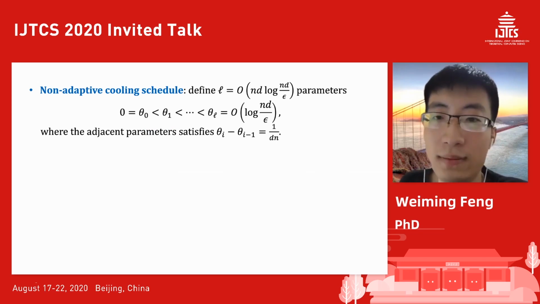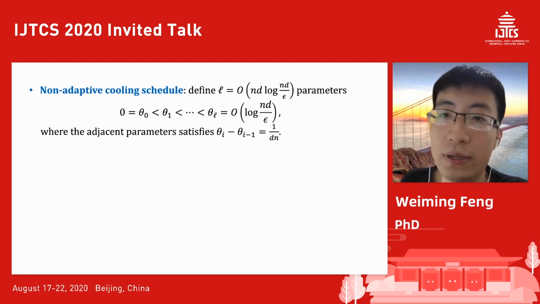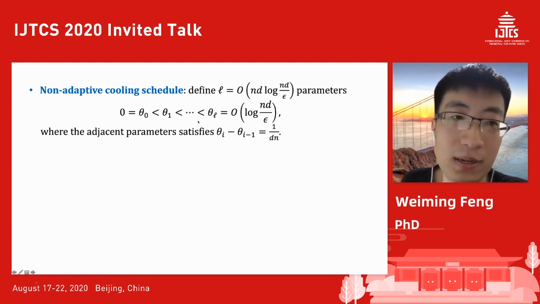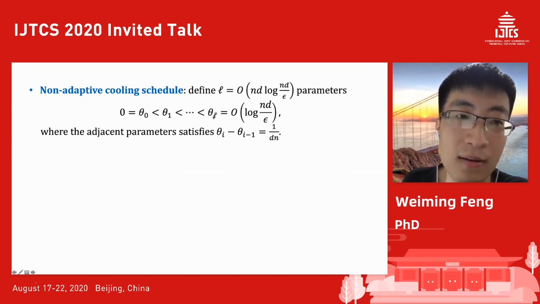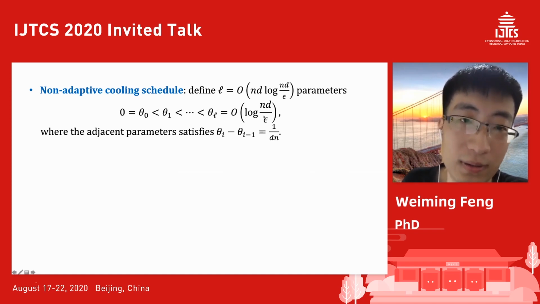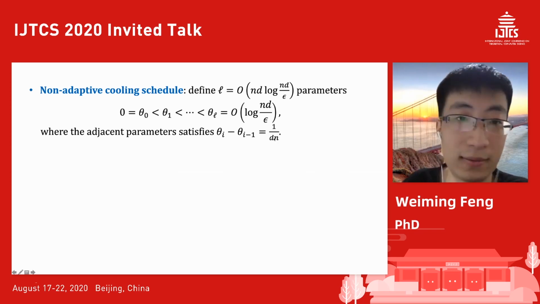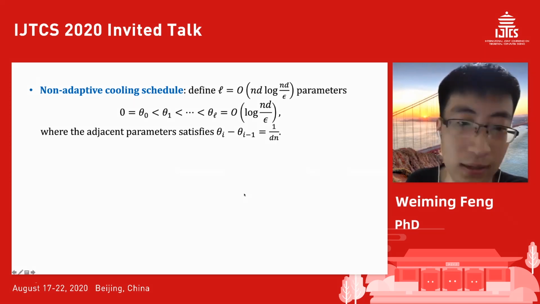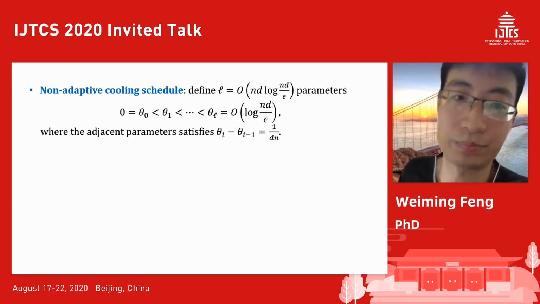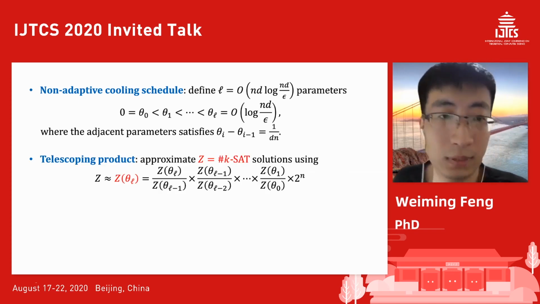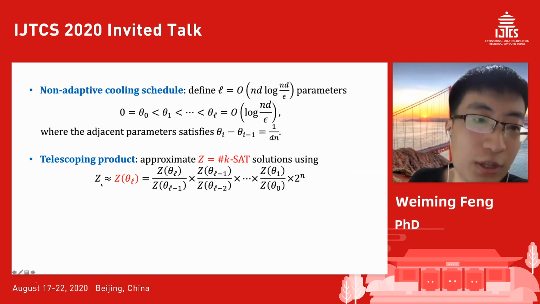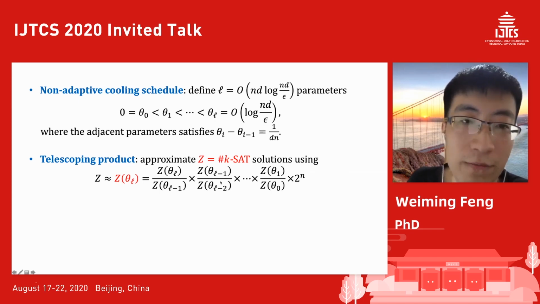So we use the following non-adaptive simulated annealing. We set L increasing parameters, theta 0, theta 1, ..., theta L, such that theta 0 equals 0 and theta L equals O(log n). Here theta L is precisely the parameter theta in the previous lemma. Now to estimate the number of solutions, we only need to estimate the value of Z at theta L, and we use the following telescoping product to do this task.